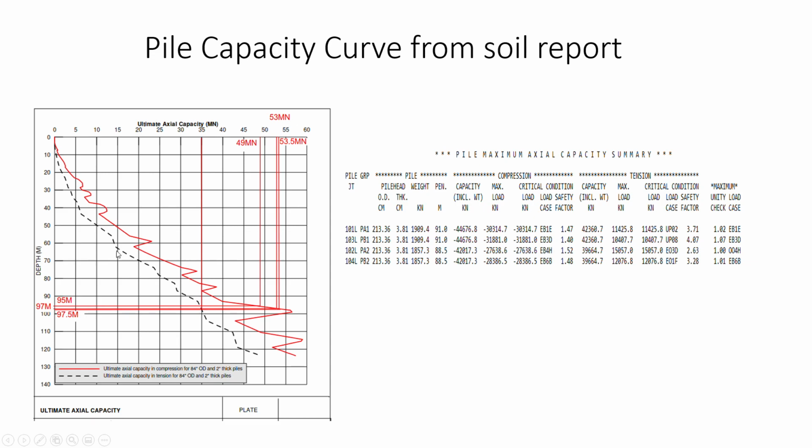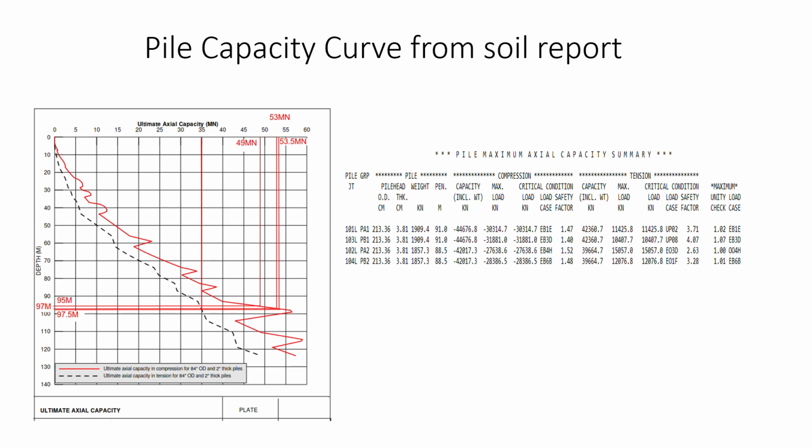So I need 63 meter pile penetration length in order to satisfy my tension capacity. This output I will explain at the end of this presentation. This output we will get only after the in-place run. Okay, so this completes the pile capacity curve from soil report generation, and now we are ready for our PSI run.